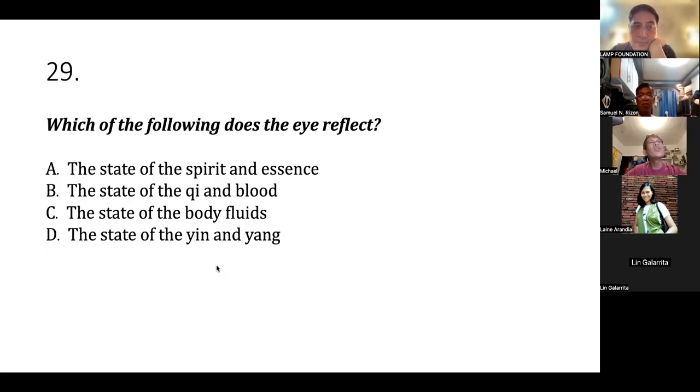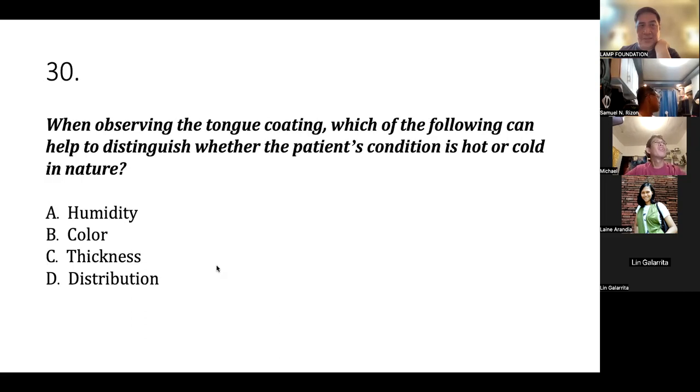Which of the following does the eye reflect? As I said earlier, letter A po, the state of the spirit and essence. Very easy. 30.